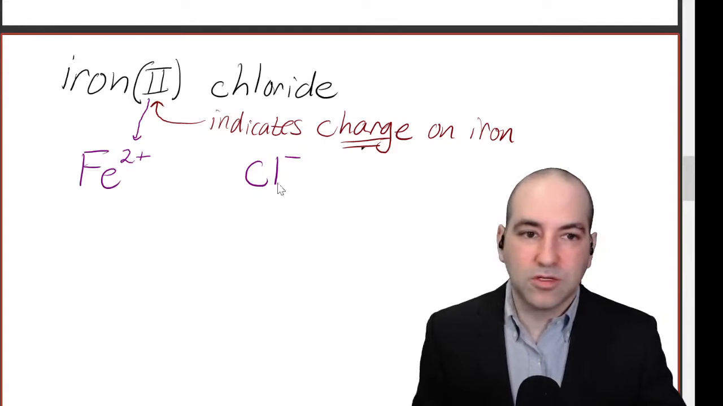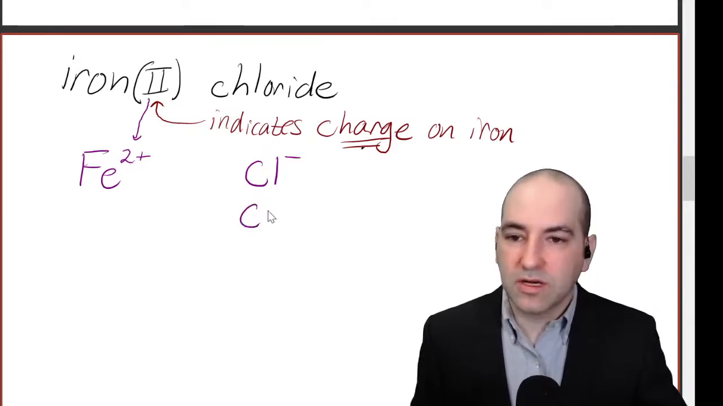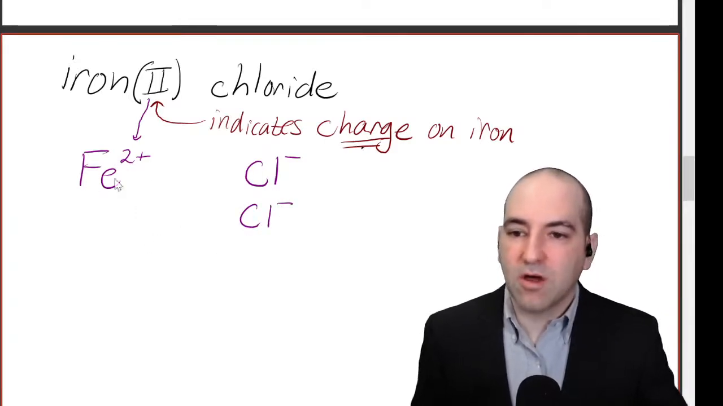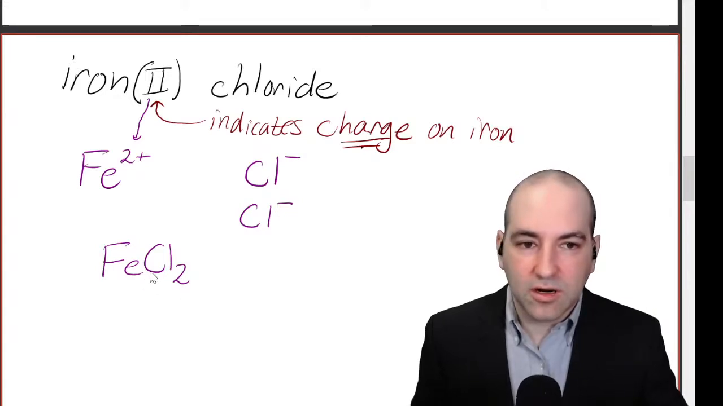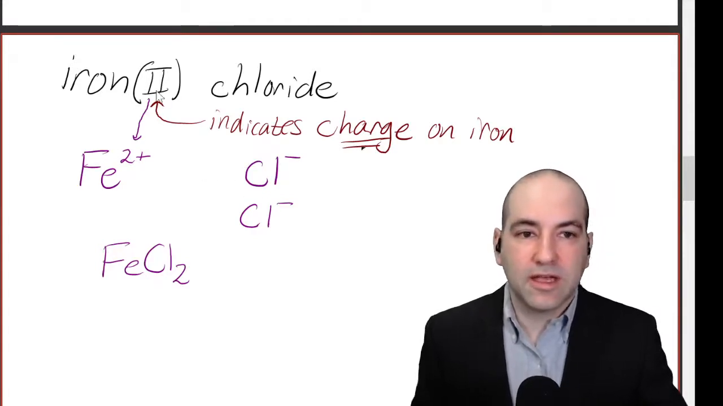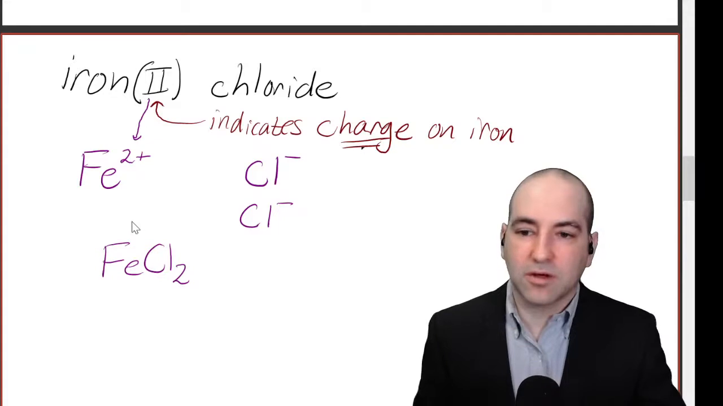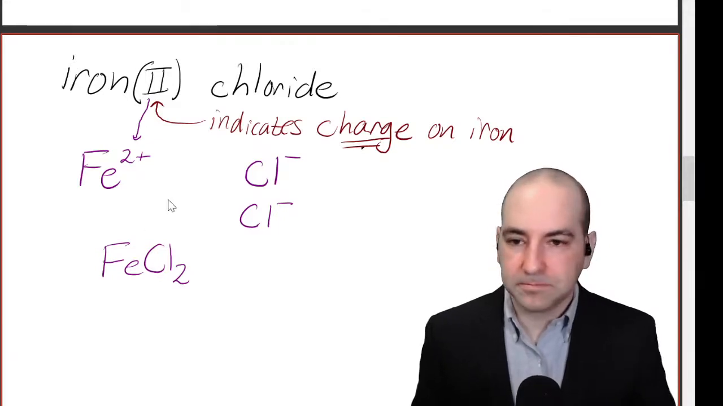So we've got +2 and -1, which means we need another one of these. So that means the overall formula has to be FeCl2. Notice there's no 2 here. Right? It's a 1-to-2 ratio between iron and chloride. The 2 here indicates the charge, not the subscript, not the number.